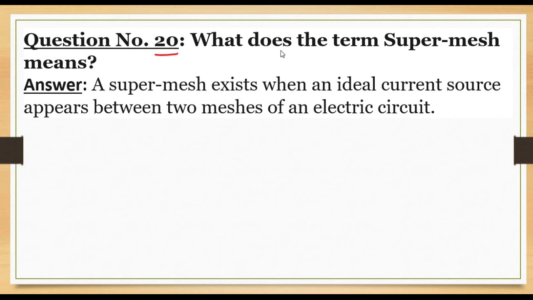Question number 20 is, what does the term super mesh mean? In the previous question, we discussed the term supernode. In this question, we will see what super mesh means. A super mesh exists when an ideal current source appears between two meshes of an electrical circuit. Consider a circuit.